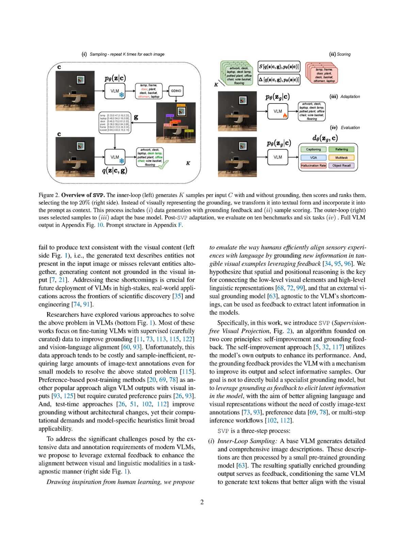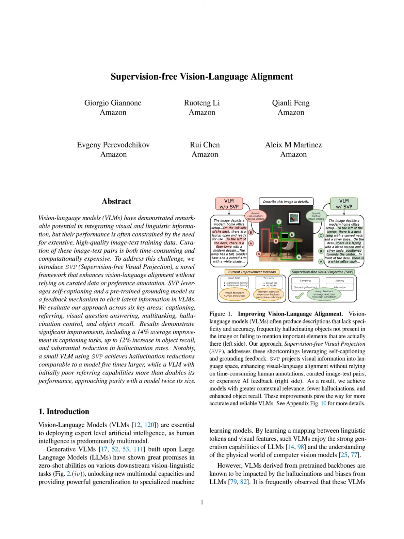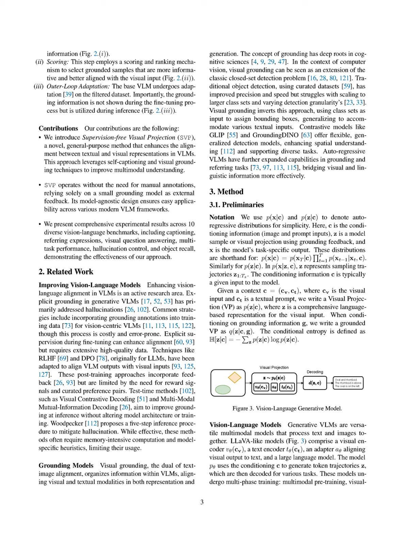The SVP algorithm processes an image and generates a caption through a structured three-step process. First, in the inner loop sampling, a base vision language model, VLM, generates multiple detailed image descriptions based on the input image and text prompt. These descriptions are then processed by a small pre-trained grounding model, which extracts spatially enriched grounding outputs, including noun phrases and corresponding bounding boxes, serving as feedback.